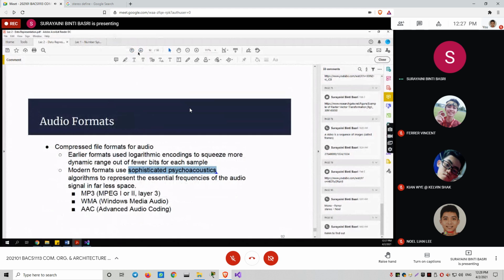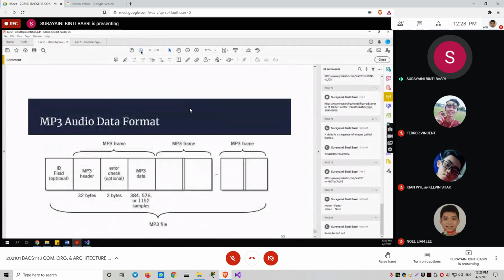This is the MP3 audio format, and how its data is stored in the computer. It is also stored in a one-dimensional array format. This is the information it should store in that array. There should be a field ID and then the MP3 header. For each of these formats, some of it is already predefined. So for the MP3 audio format, there will be a field ID, but this is optional. Then there's an MP3 header, which is predefined. Then error check, which is also optional, and then the MP3 data. The only difference is the MP3 data.